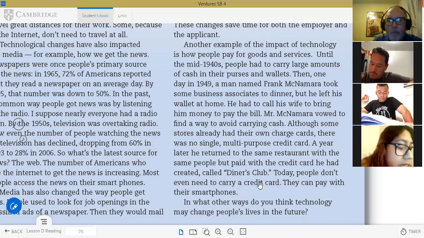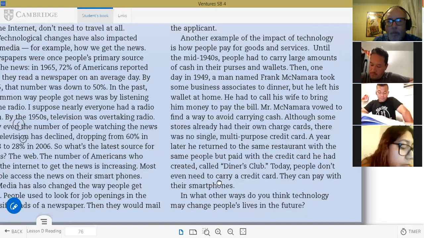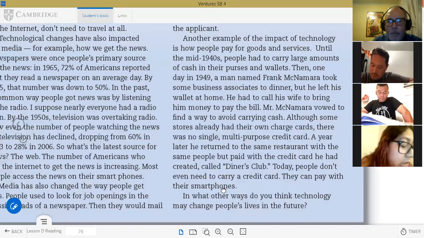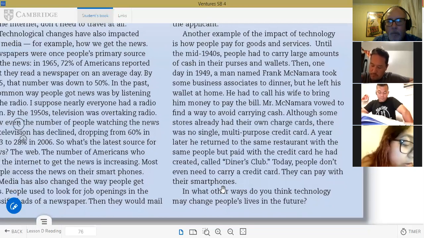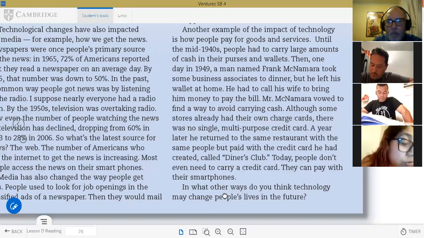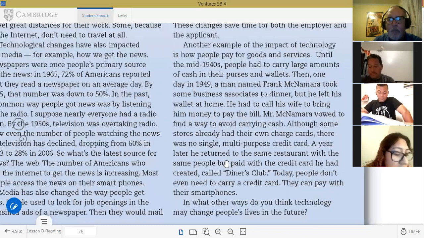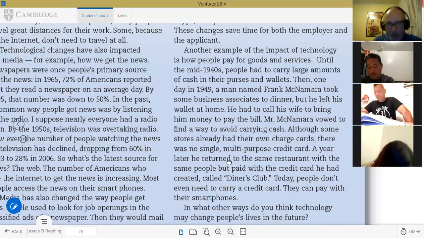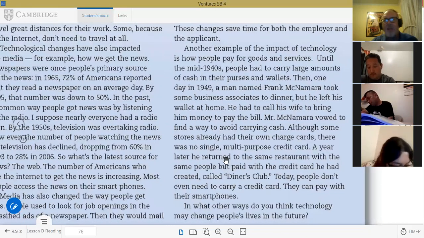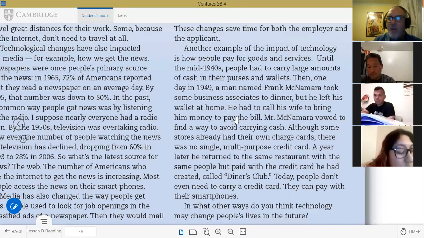Today, people don't even need to carry a credit card. They can pay with their smartphones. And in what other ways do you think technology may change people's lives in the future? Okay, good. And here's the last way that technology has changed.